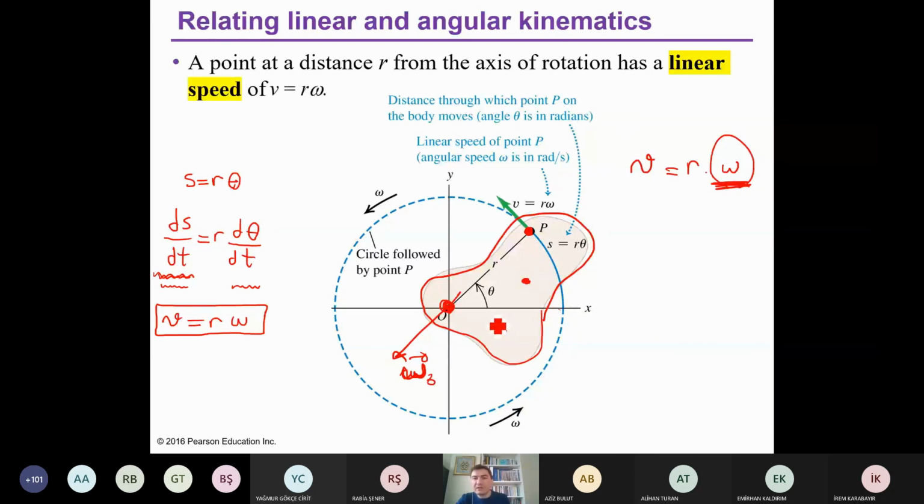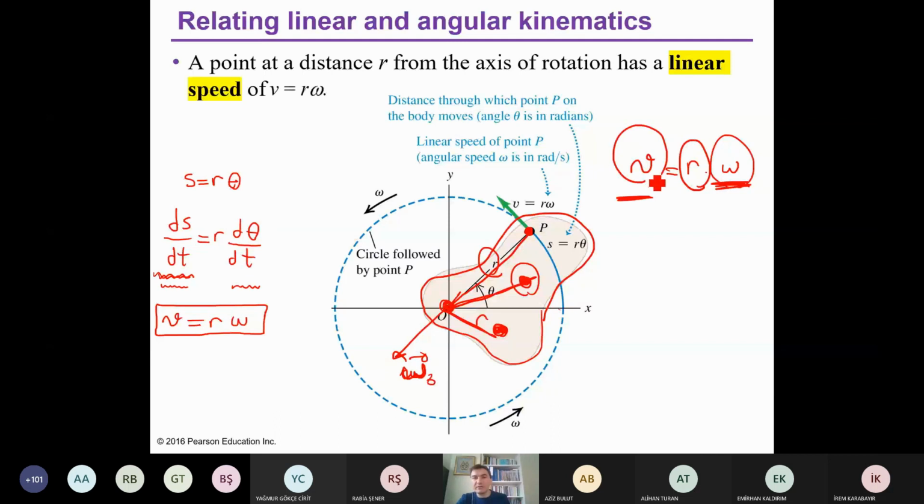But what about the linear speed for this point on this object? What do you see here? That linear speed depends on the radius. So for P point, radius is given with R, but for this point, radius is smaller, okay? So depending on the position or point on the object, linear speed changes, okay? Don't forget this one.